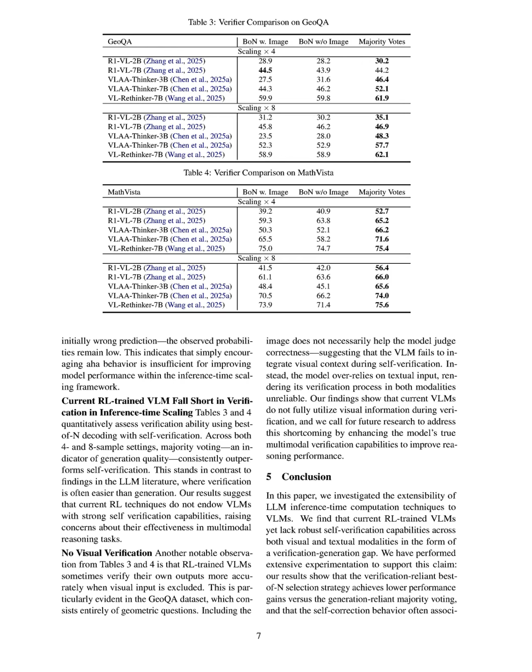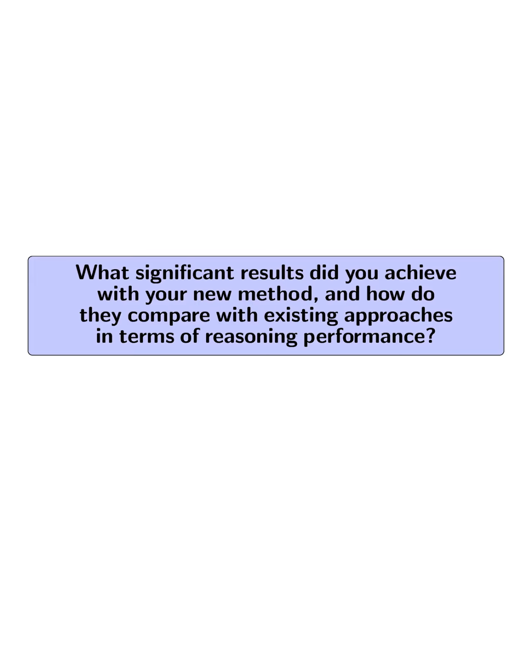The results indicated that majority vote consistently outperformed self-verified best-of-n, highlighting a generation verification gap in VLMs and suggesting that current models struggle with effective self-verification, particularly when visual information is included. This experimental framework and the observed performance metrics underscore the limitations of RL-trained VLMs in leveraging self-verification for improved reasoning. What significant results did you achieve with your new method, and how do they compare with existing approaches in terms of reasoning performance?